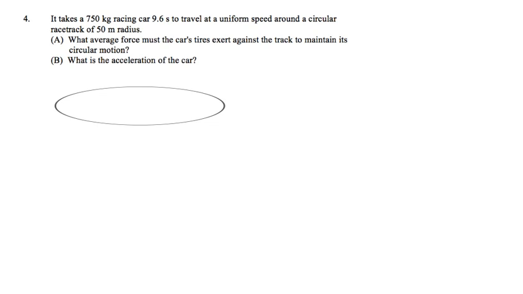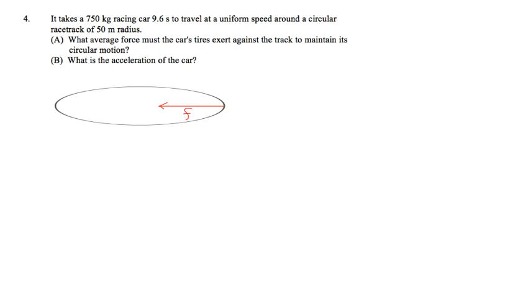So what we have here is, what average force must the car's tires exert against the track to maintain its circular motion? In this problem, the average force between the tires and the track is the friction between the tires and the track. We don't have a string connecting the car to the center of the circle. What's going to allow us to change direction is the friction. So I have friction in that direction, and I'm going to label it.